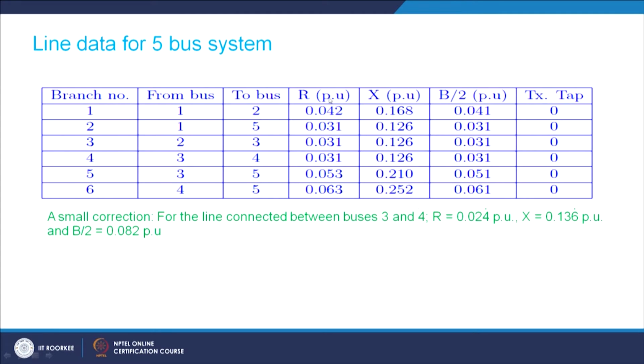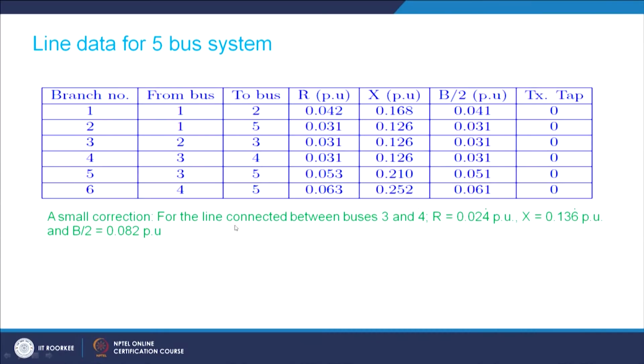R stands for resistance, X stands for reactance, and B by 2, we all know, is nothing but the half line shunt charging susceptance. And there is a small correction, there is some printing error, a typo here, for the line connected between bus 3 and 4, that is for branch number 4. For branch number 4, the actual values are 0.024, X is equal to this and this. So, please kindly note this correction.